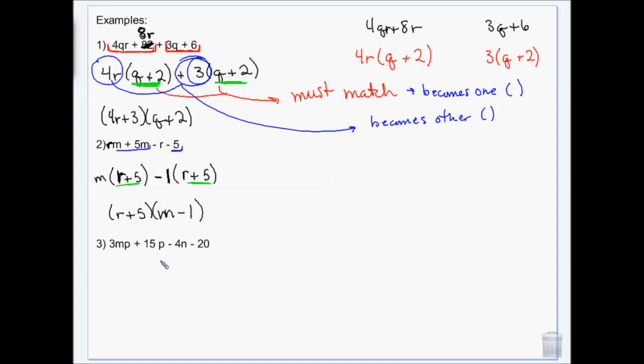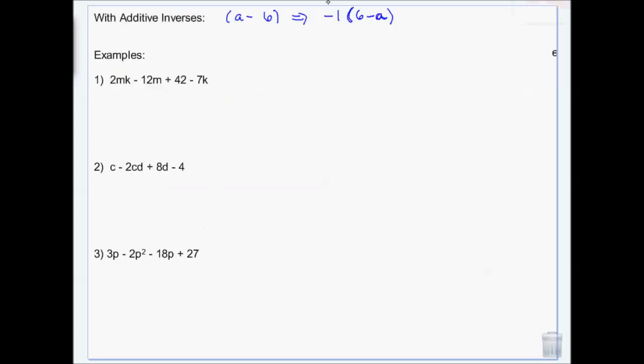Can't write, can't type. And -1. Okay, so why don't you guys try inverses?